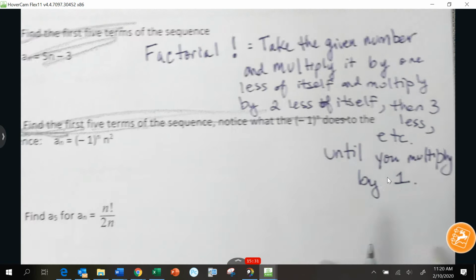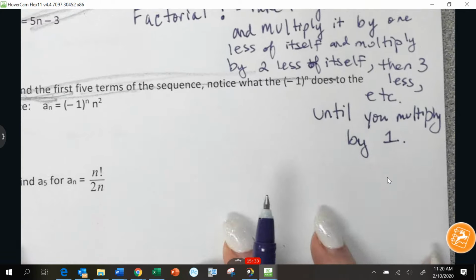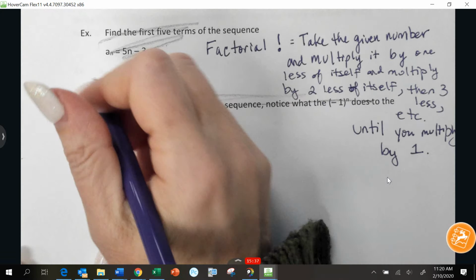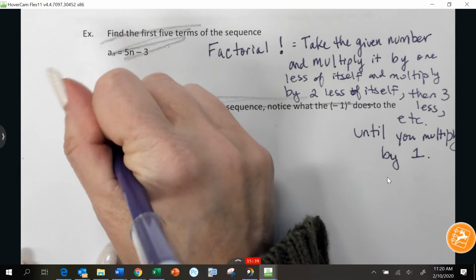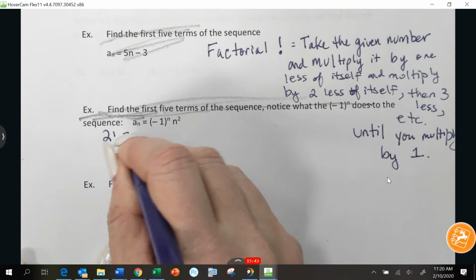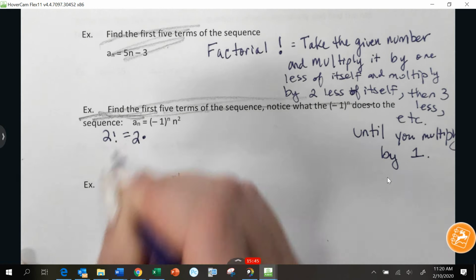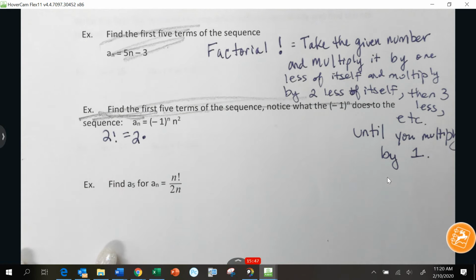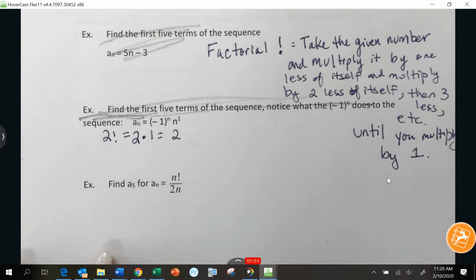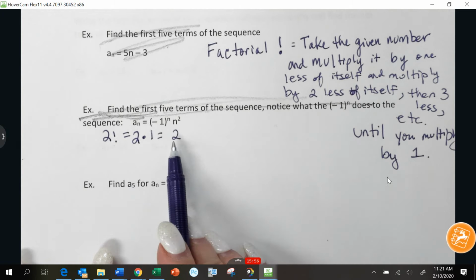So some examples of factorials could be 2 factorial. So I would take the number 2 and I would multiply it by 1 less than 2, which is 1. And 2 times 1 is 2. So the answer for 2 factorial is 2.